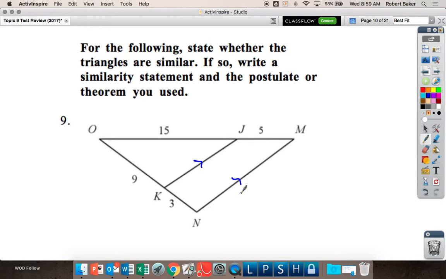And you would say 9 over 3, 15 over 5. You guys can see 3 times 3 is 9, 5 times 3 is 15. They would be proportional. But we can't use that because I don't know if those lines are parallel. So now you're left with only these 3 options.